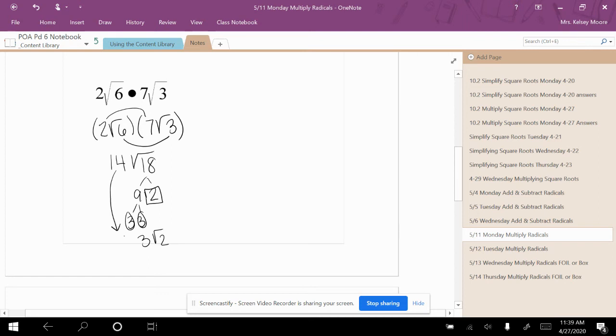Circle the 3's, box the 2, and I get 3 square root of 2. And then I got to bring that 14 down, and 14 times 3 is 42. So my answer is 42 square root of 2.